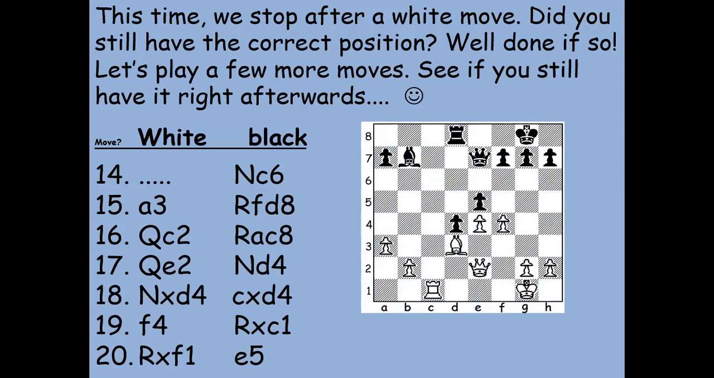Because that 20th move for white should, of course, say rook takes c1. So I've made a little bit of a typo in the PowerPoint there. I'll have to change that in a minute. And black's last move was e5. So with a little bit of luck, you've got the position as shown, even allowing for my slight mistake. Okay.